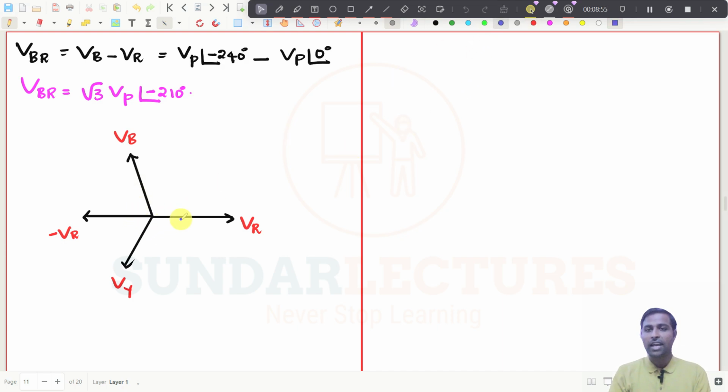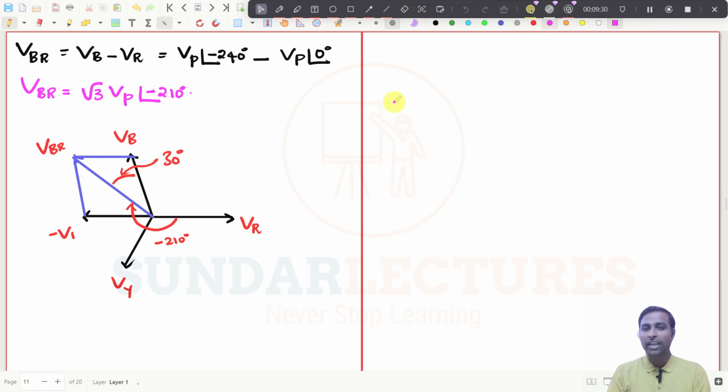So if you draw the diagram, what you will get? Root 3 times higher than this one, maybe a perfect one. I don't have exact place to draw this. So if I draw like this, it will come like this, right? Now I have to join these two, and I have to write it as VBR. And what is this one? Because this is reference. From reference, it is minus 210 degree. But what is the angle between these two? Obviously, it will be 30 degree.